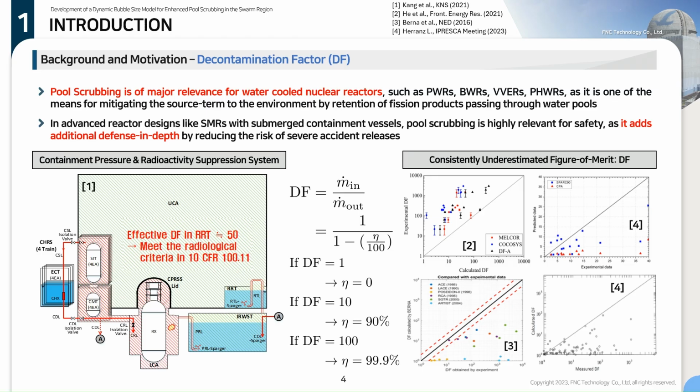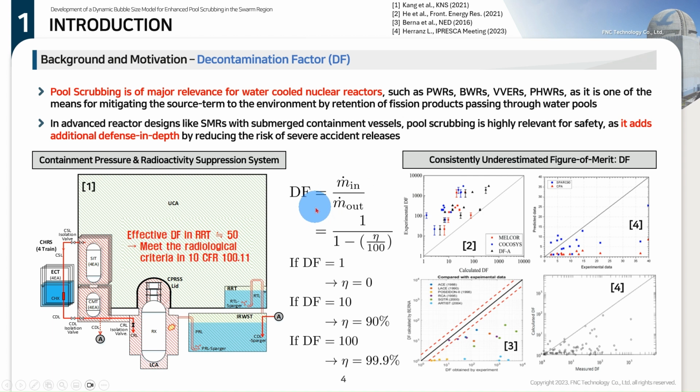The phenomenon that I'm interested in is pool scrubbing, which is quite relevant in conventional nuclear power plants as well as the small modular reactors. In pool scrubbing, when there is an accident in a nuclear reactor, steam, gas, and fission fragments are collected and run through a large body of water where the fission fragments are scrubbed and the release to the environment is blocked as a safety measure. And this is assessed by a figure of merit called decontamination factor, which is basically how much mass enters and how much exits the pool.